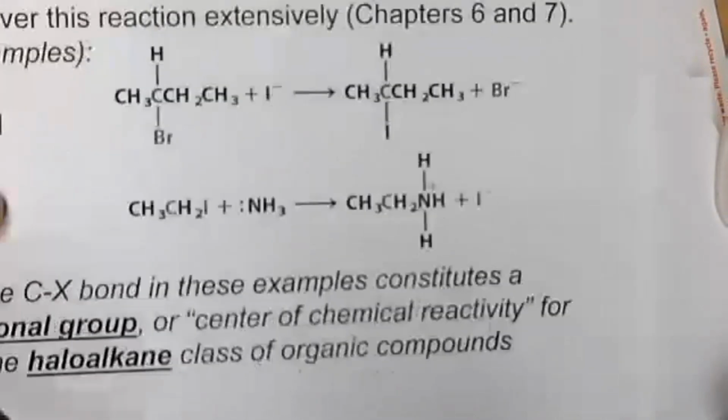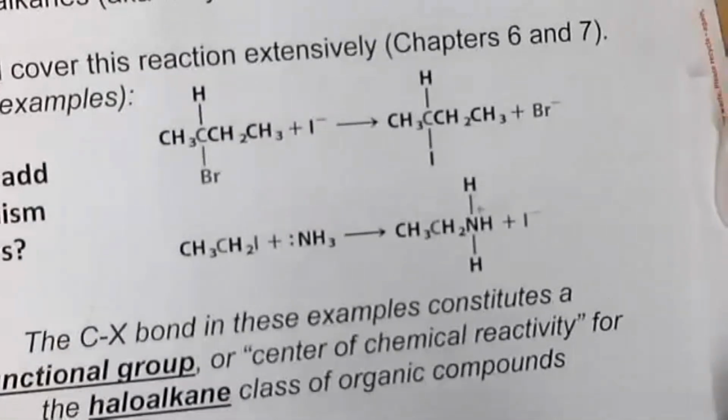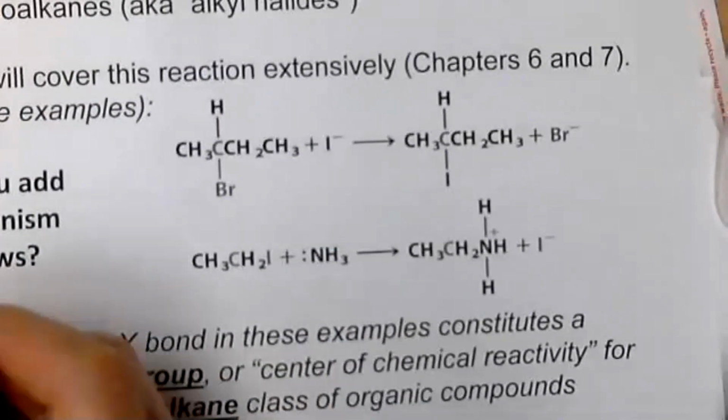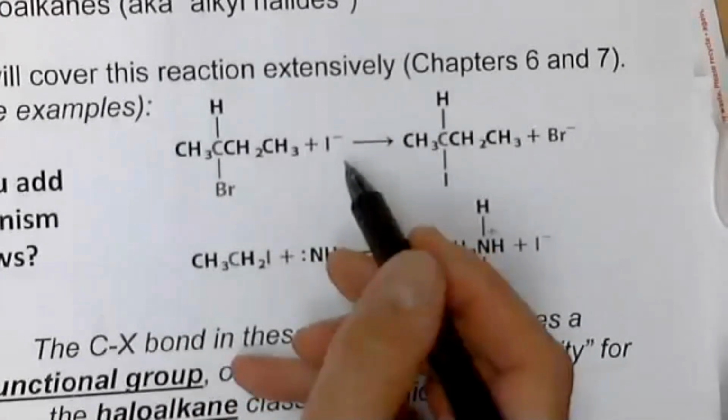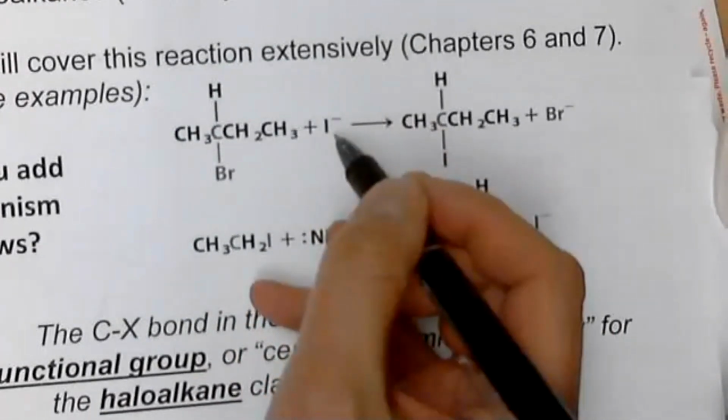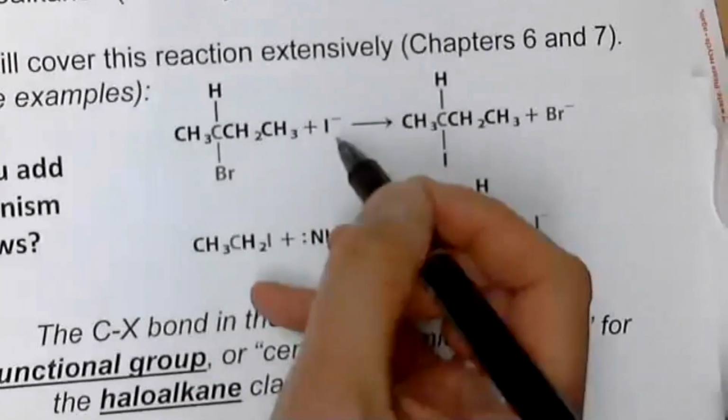All right. So somebody tell me, I'm going to try to involve you guys. What is the first thing I should do for I minus? Anybody know? Because it looks like iodide is going to be the nucleophile or electrophile.